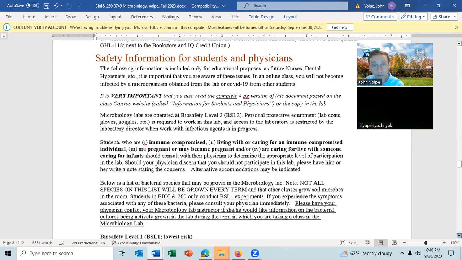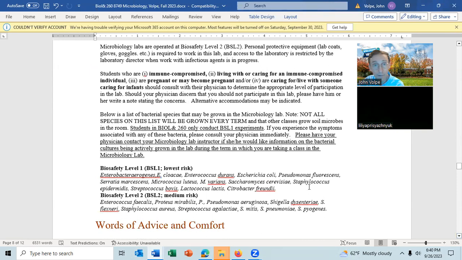This is a species list of what organisms are found in the microbiology lab. Not all species will be found every term, but these will be the species found, I don't know, all the time or some of the time. Biosafety level 1 organisms, and then biosafety level 2 organisms.